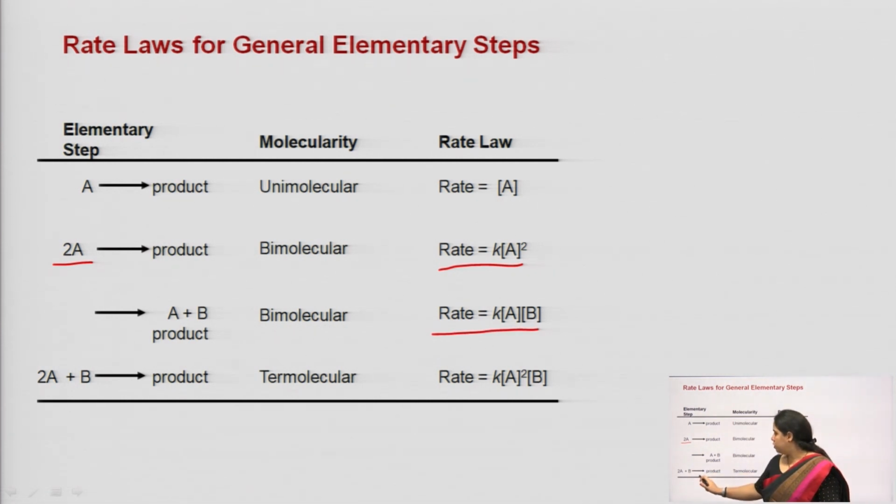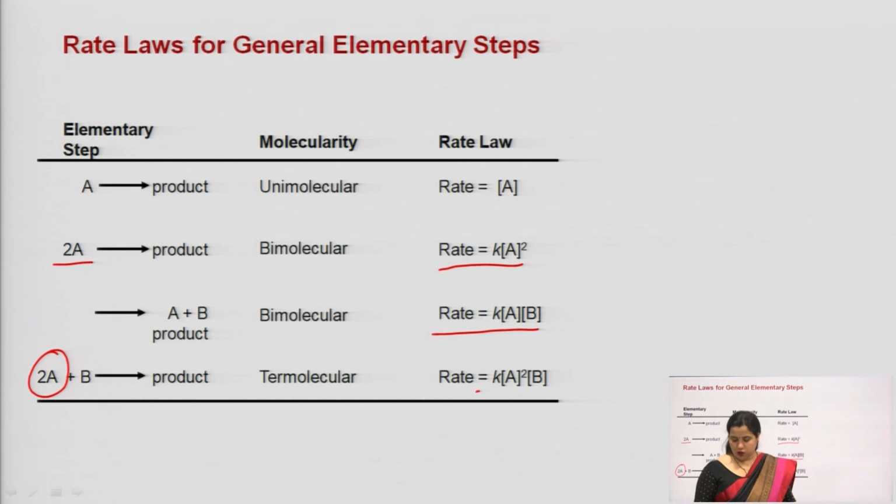And 2A plus B goes to product is termolecular, which means three molecules are involved in the reaction. So the rate will be k[A]^2[B], because here two molecules of A are involved, so the concentration of A has a greater effect as compared to B.